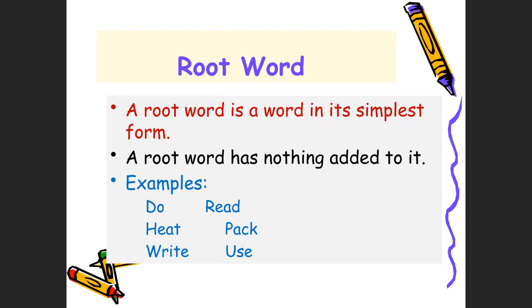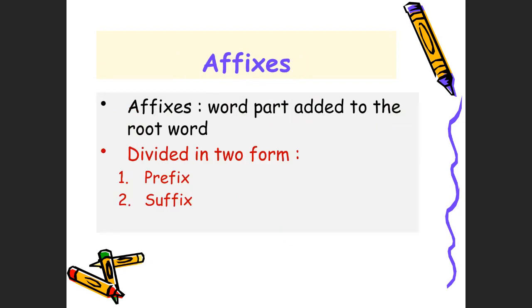So, here you have the affixes. Affixes. It says here. Affixes are word part added to the root word, ¿ya? Son palabras que se agregan a la palabra base, ¿ya? Al root word. Y in this case, they are divided into two, prefixes and suffixes, ¿ya? Aquí los tenemos nosotros divididos en dos, prefix and suffix, ¿ya? Los prefijos y los sufijos, ¿ok?